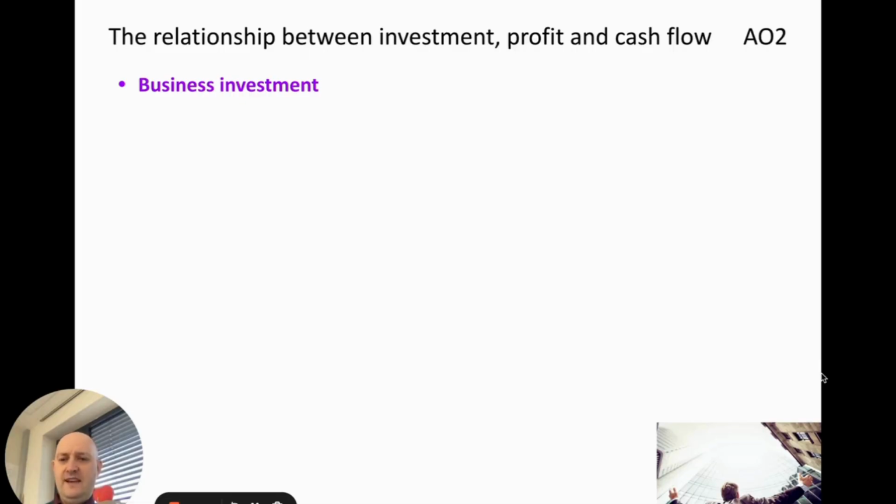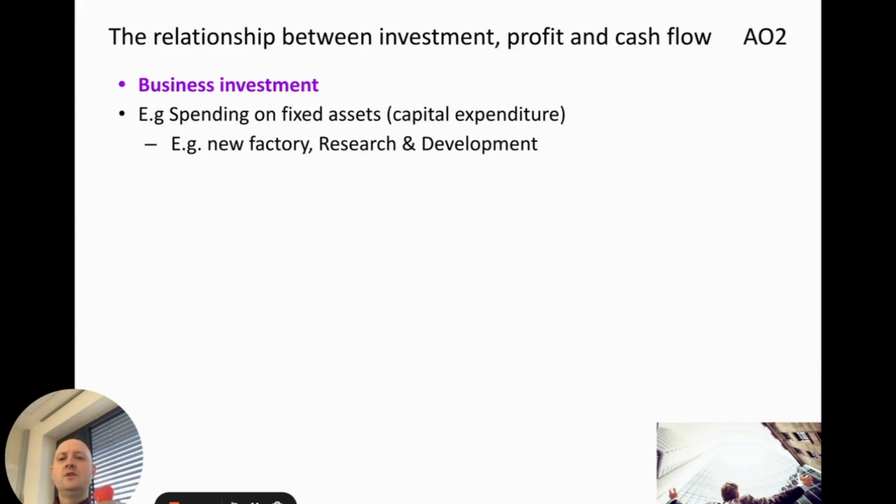So finally, I think I said finally already, but there is one more thing, which is the relationship between investment, profit, and cash flow. Just to specify what business investment is, this is another chapter within the syllabus. But basically, investment could look like various things. One is spending on fixed assets. So this was capital expenditure we covered in the previous chapter. This might be spending on a new factory, research and development, etc. Another example might be if the business expands overseas.